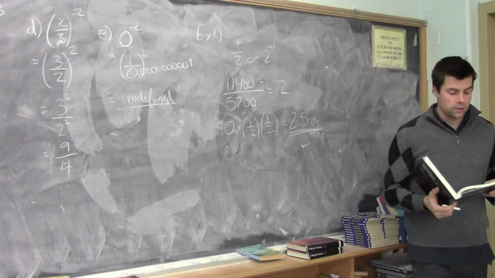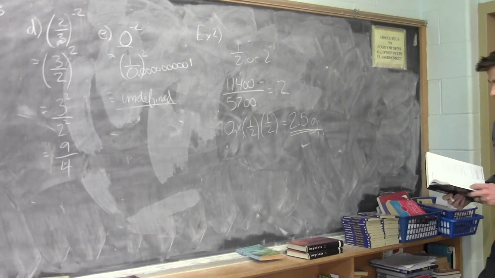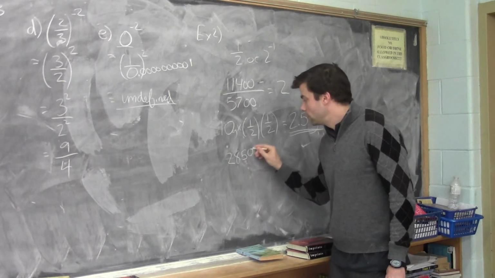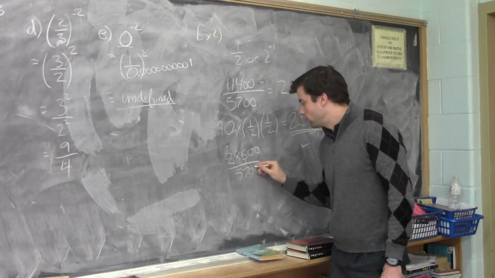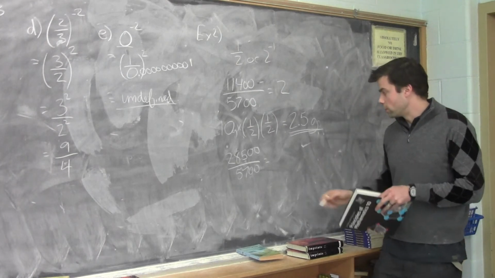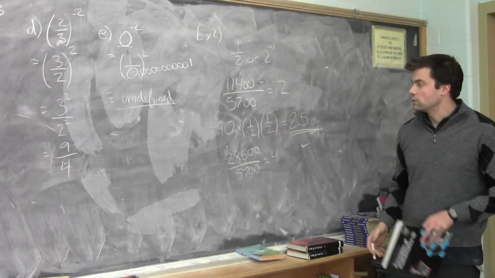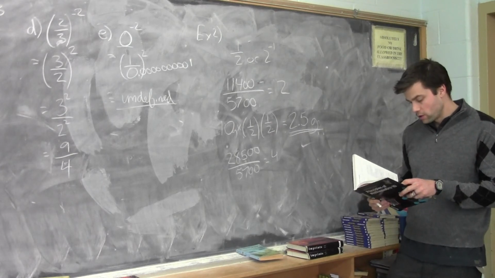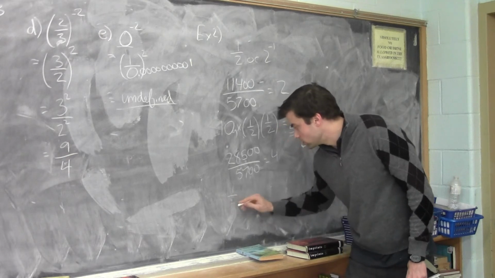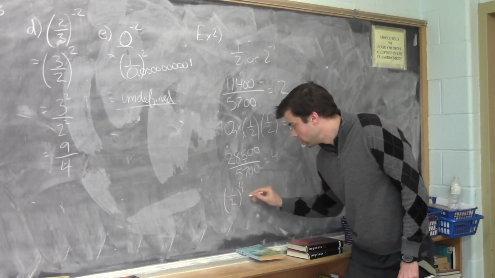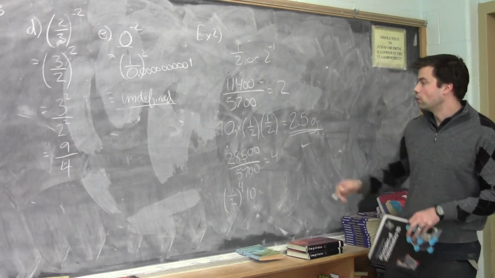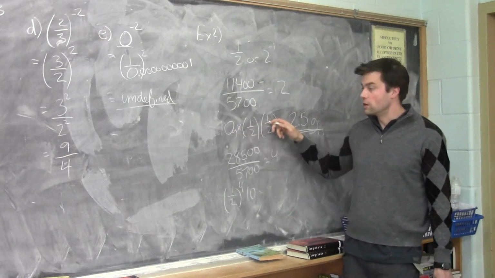The second part says after 28,500 years, so we take 28,500 divided by 5,700. That gives us the number of periods, which is 4. Now we multiply 1/2 four times, so in other words, it's 1/2 to the exponent of 4 times 10. Is it equal to 5? No, 10 times 1/2 is 5, times another 1/2 is 2.5.